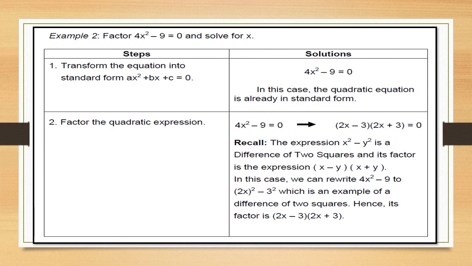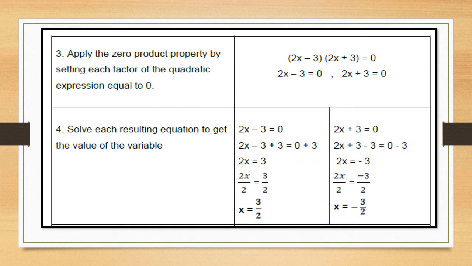In this case, we can write 4x squared minus 9 as the quantity of 2x squared minus 3 squared, which is an example of a difference of two squares. Hence, its factors are the quantity of 2x minus 3 and the quantity of 2x plus 3.